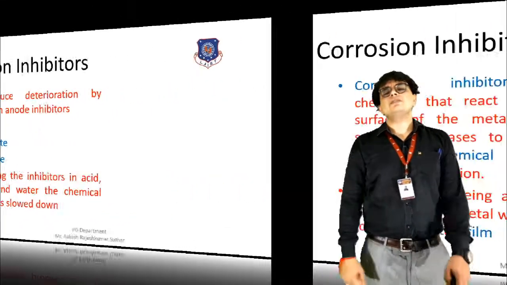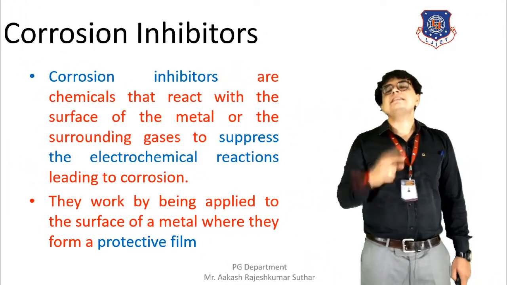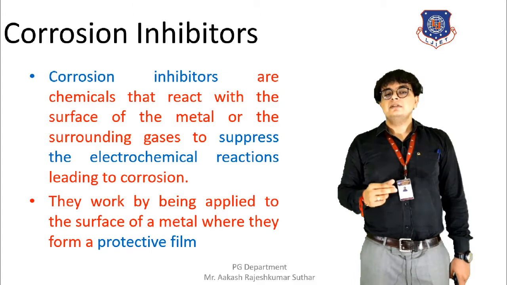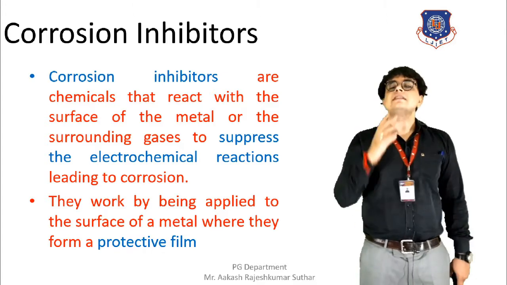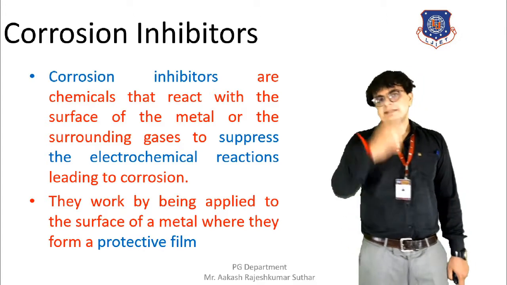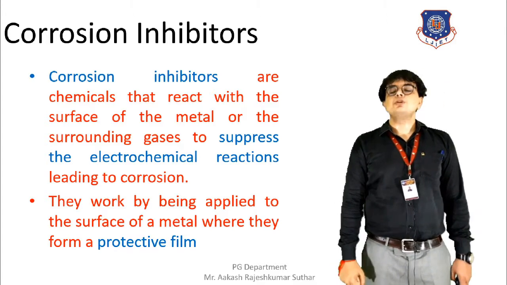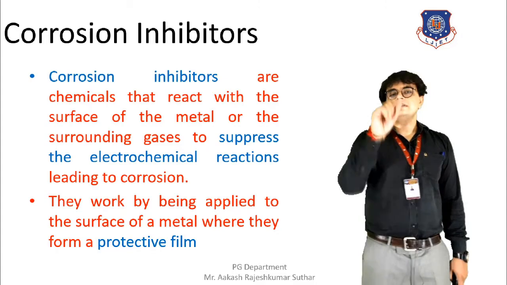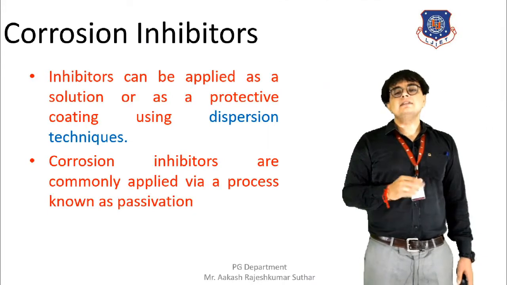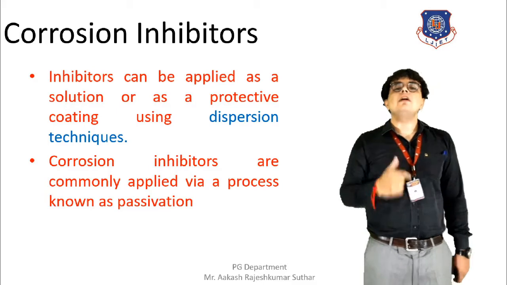Further discussing these corrosion inhibitors, as we discussed earlier, they mainly suppress the electrochemical process, and by doing so, the corrosion can be reduced. Mainly, while working with such inhibitors, a protective film is developed on the surface of the material or the metal which is required to be protected, and by doing so, the corrosion will be prevented. So this is how the corrosion inhibitors work. Further, these corrosion inhibitor layers are applied to the outer surface with the help of the dispersion technique.